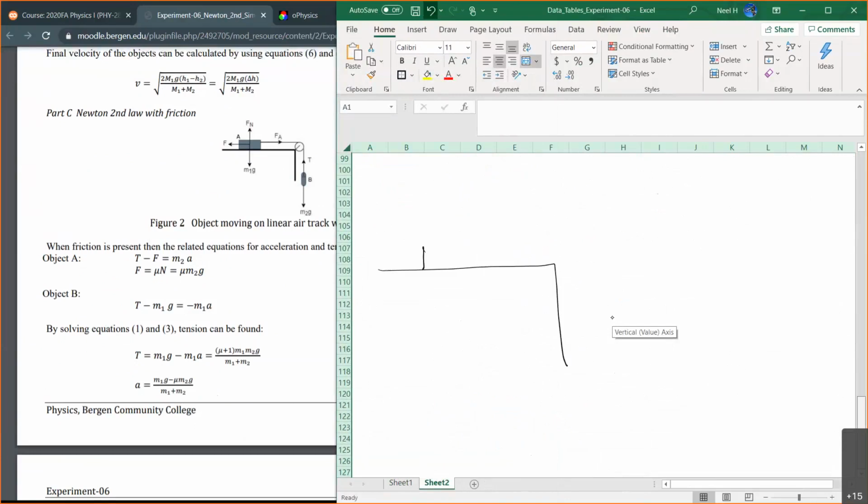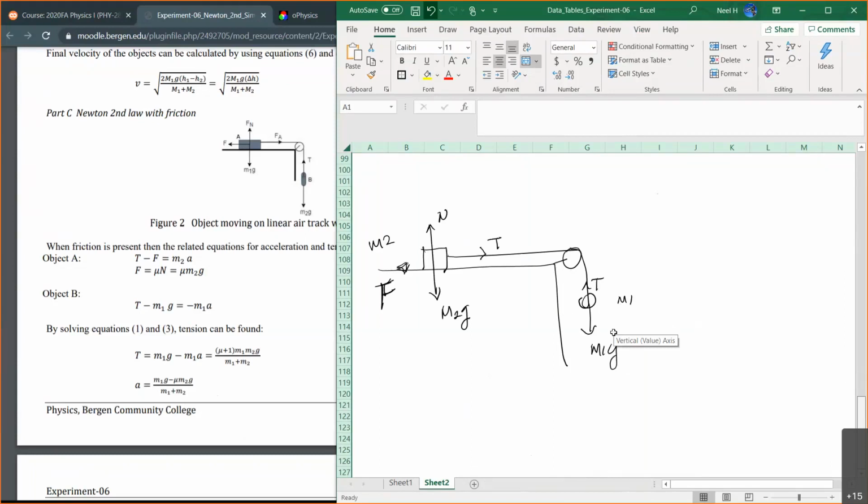I have an object here connected with a string and the other end. This is object number 2, this is object number 1. Free body diagram: M1G downward, T upward, T horizontal. As soon as friction is there, a friction force is going to show up as soon as you apply a force to the object. So this is going to be M2G, and this is the normal force. Now again, what we would like to know is the equation for tension and the equation for acceleration.